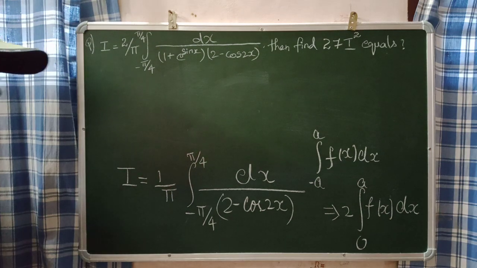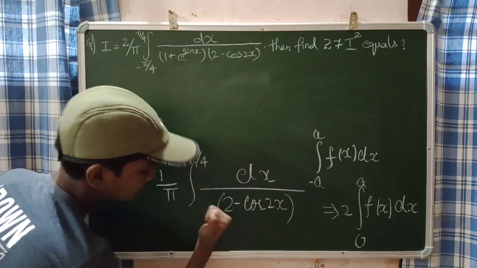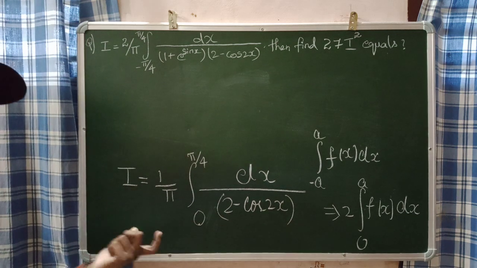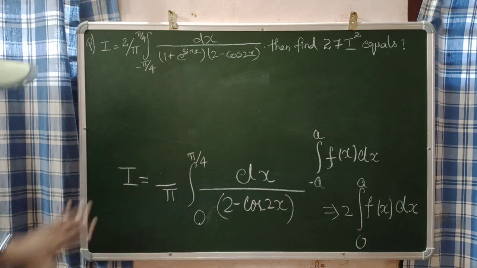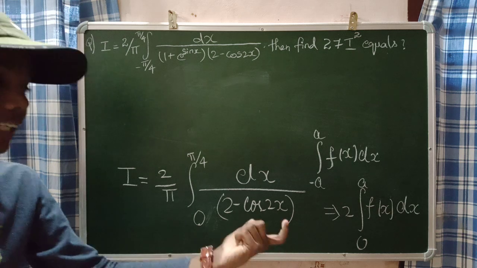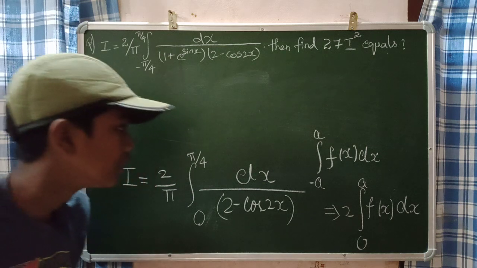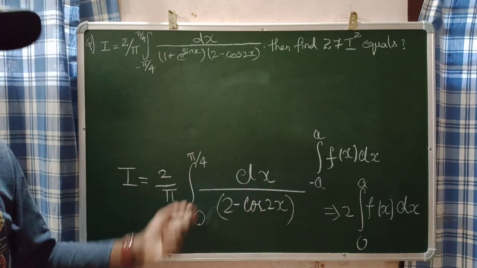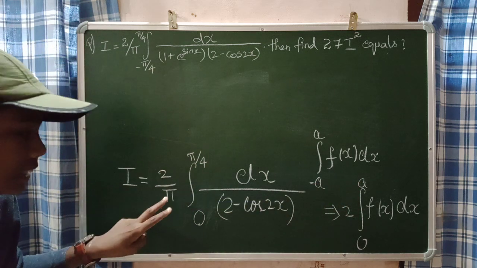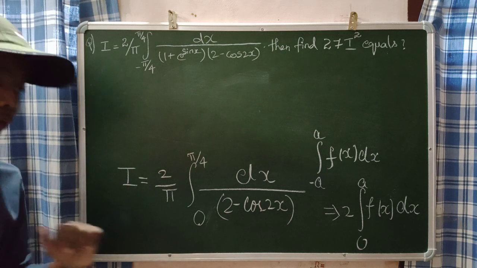When I use this property, this minus pi by 4 to pi by 4 changes to 0 to pi by 4, by multiplying 2 with the constant. When you multiply 2 into 1 by pi, you will get 2 by pi. What I am doing is just the basic thing, guys. The integration of f of x dx from minus a to plus a can be written as the integration of f of x dx from 0 to a by multiplying 2 with it, and that is what I am doing here.